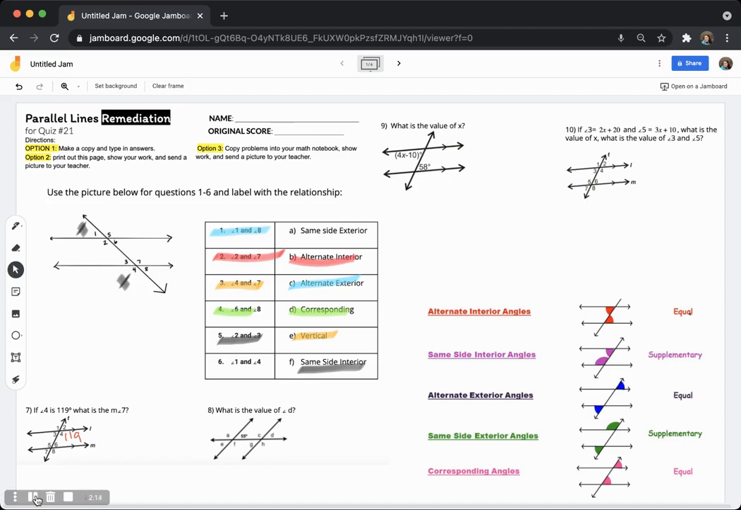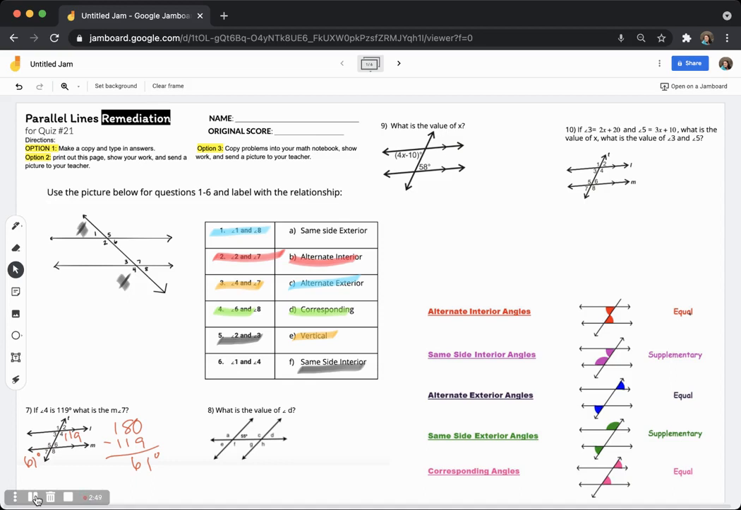So if I look at angle 4 and angle 7, I can see that 4 is obtuse because it's bigger than 90. And I can see that 7 is an acute angle because it's smaller than 90. So if 7 is smaller than 90, they can't be equal. So I'm going to say 180 minus 119, and that's going to give me 61 degrees for angle number 7. So every single time they're either going to equal 180 or they're going to be equal to each other.